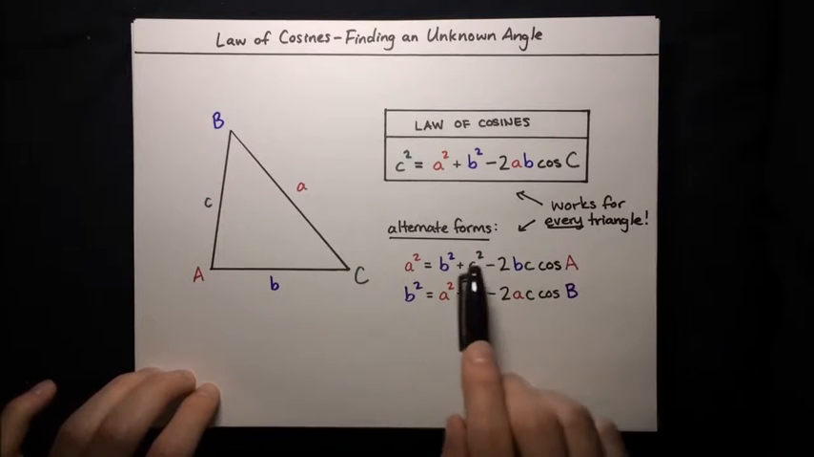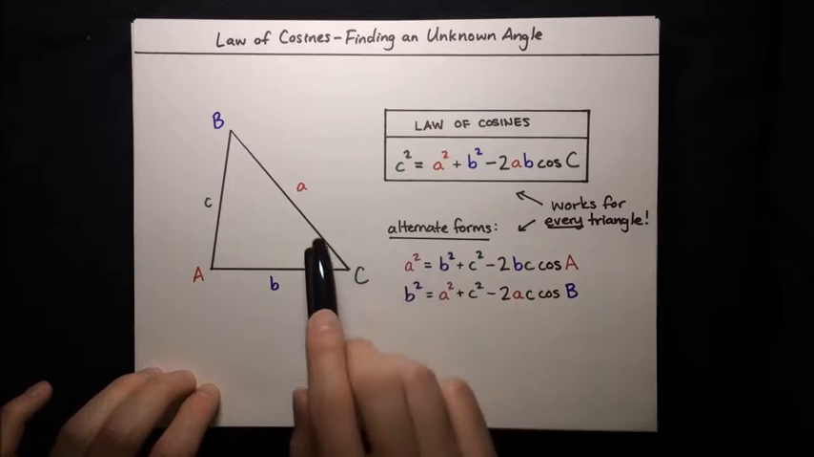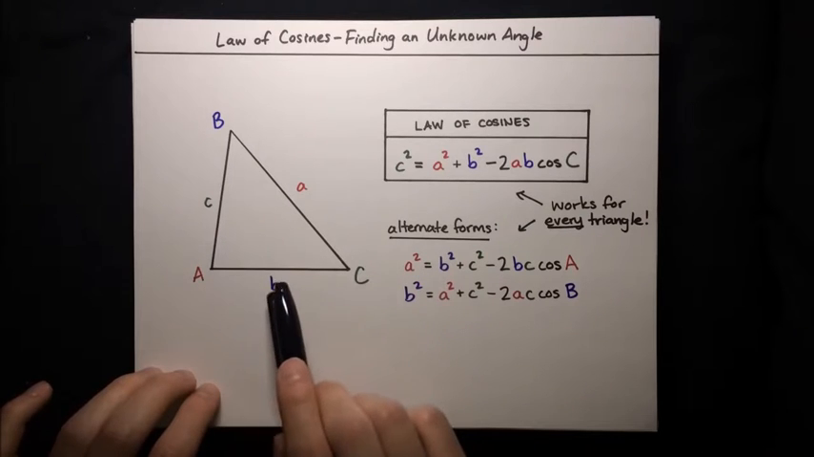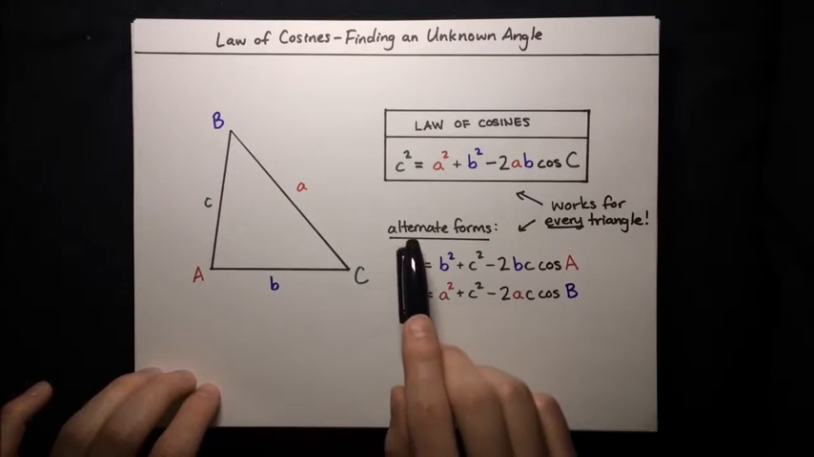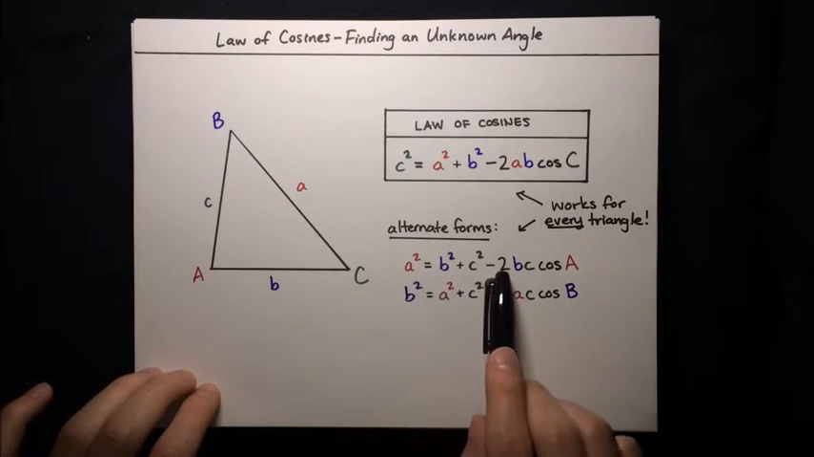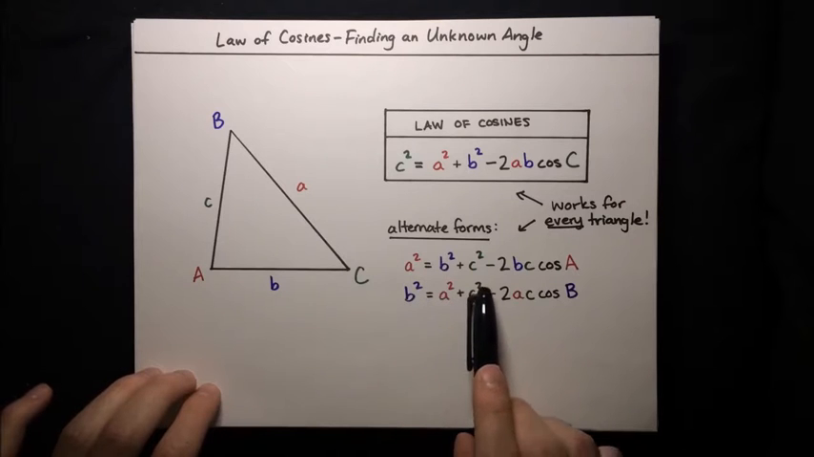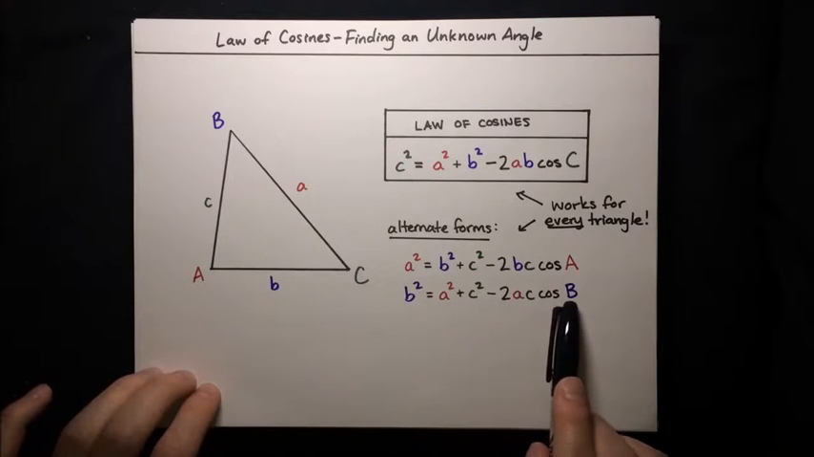Now, we also have some alternate forms of the law of cosines, which come just from swapping some letters within the naming convention of the triangle. So in the alternate forms, we also have a squared equals b squared plus c squared minus 2bc cos A, and b squared equals a squared plus c squared minus 2ac cos B.